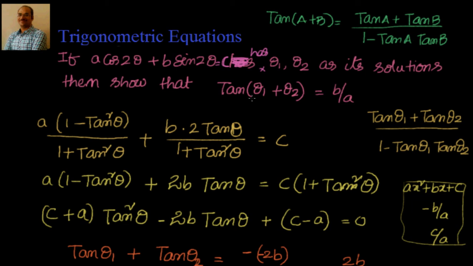Now after that we have just substituted in the formula to get tan of theta 1 plus theta 2 equal to b by a. So see you in the next video where we will solve some more problems as part of trigonometric equations, finding out the solutions.